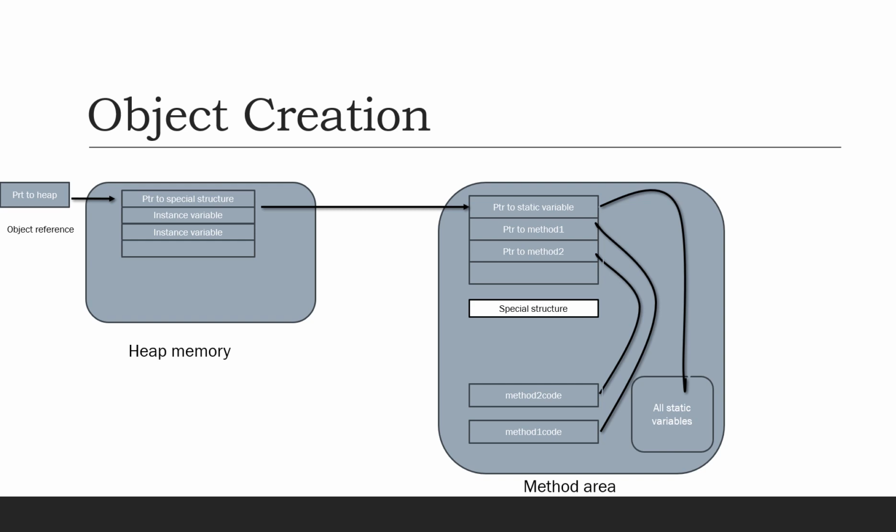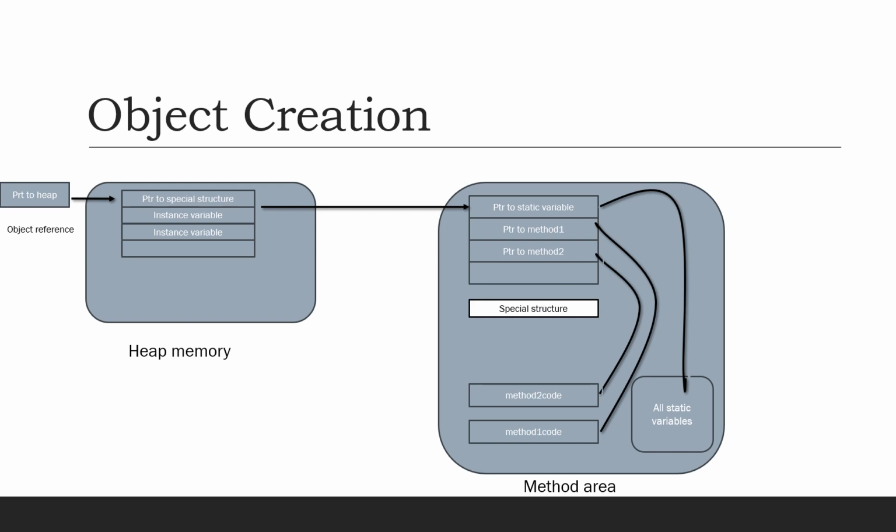Here, if you see, the object reference hash code internally represents the heap memory where the instance variables are stored. There would be a pointer, which is nothing but the memory address, from the heap memory to the special structure located in the method area. This structure area stores the method references and all the static variables. So let's say if we created two methods, two references will be stored here, and if we have some static variables, those references will also be stored here in the structure area.